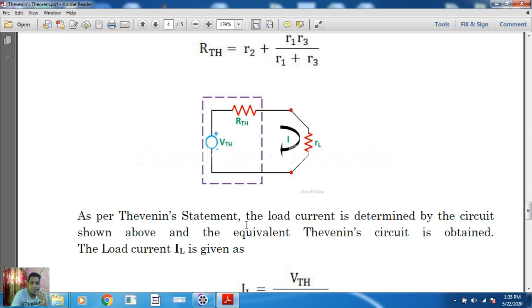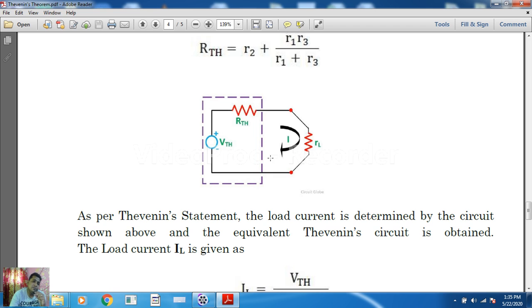Now coming to the last step. As the theorem states, we have to make a simplified series circuit. What is the simplified series circuit? There should be an equivalent voltage source and an equivalent resistance. And initially we disconnected the load resistance RL, as we can see in the diagram. In the first step we found VTH, in the second step we found RTH, and initially we disconnected RL from the circuit. So connect all these three components in series.